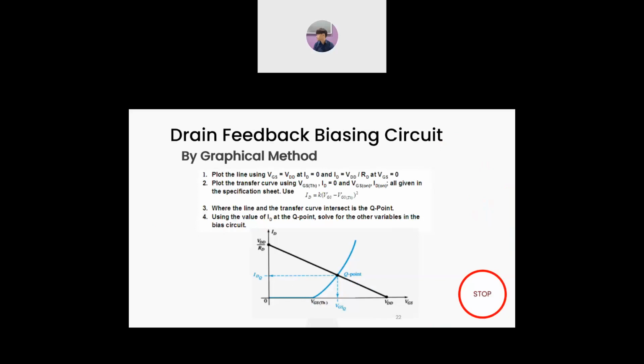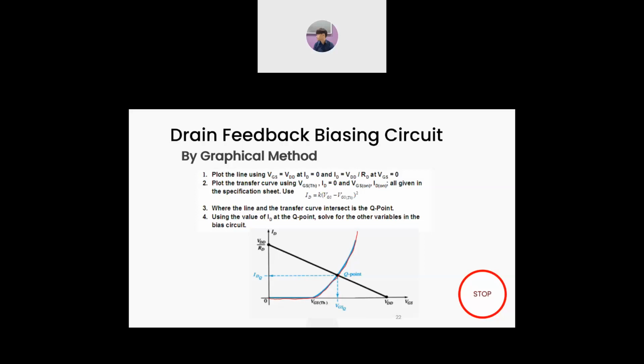So the first way to solve is by using graphical. We go through the graphical first, and later we go to the calculation. The graphical is like what you did in the previous chapter, right? So you have this kind of graph for the DC and for the AC.